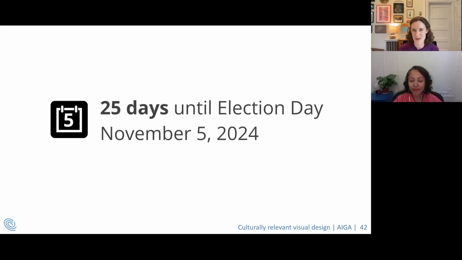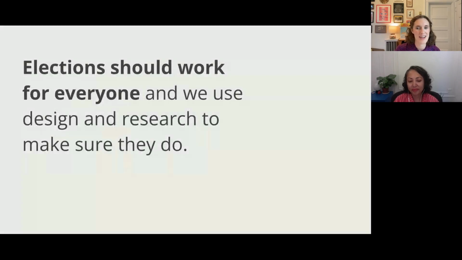It's so exciting to see that in this moment, but I want to see that more. I want to see that every time you have an election in your community. There's a phrase in elections that, there's always an election somewhere. And it really is true. There is always an election somewhere. And voter education is a continual effort, not just once every 4 years. And that's because at CCD, we really truly believe that elections should work for everyone. And we use design research to make sure that they do. And you guys can as well.